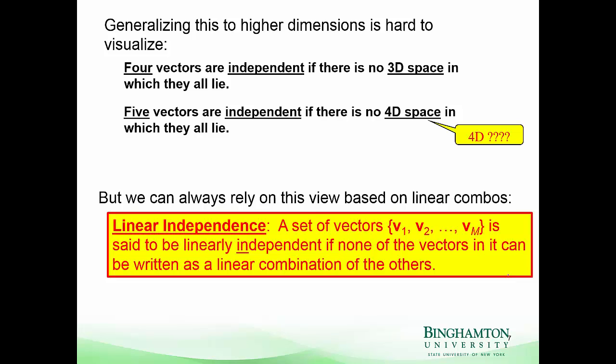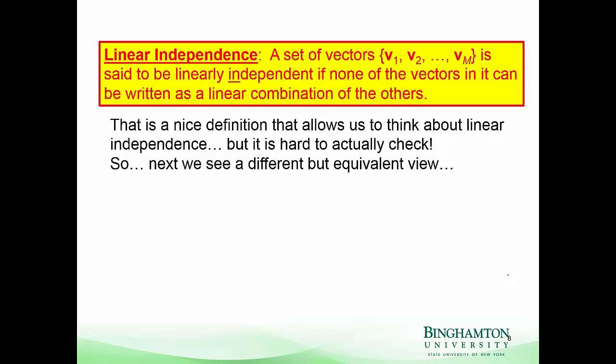So v1 can't be written in terms of v2 through vm. v2 can't be written in terms of v1, v3, etc. out to vm, and so on. So each one of them by themselves can't be written in terms of the others. So that's one way to write that, or to think about that. And all I've done is just rewritten that up at the top because we're going to now extend this view. So that's nice.